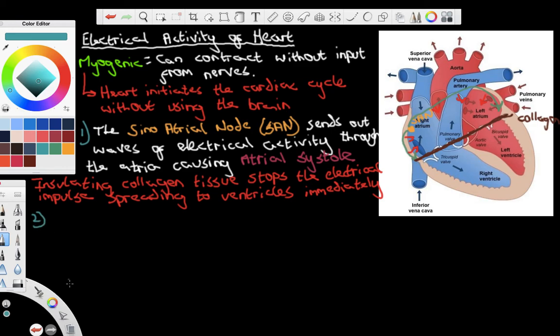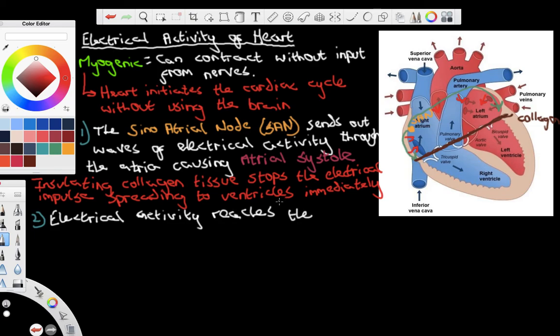So number two, we can say that electrical activity reaches the atrioventricular node. The atrioventricular node, or for short, AVN, not AVN straight away, AVN. This atrioventricular node sends electrical activity down something called the bundle of His in the center of the heart.